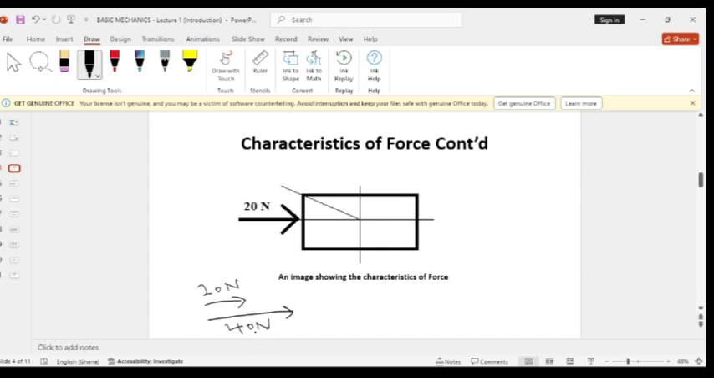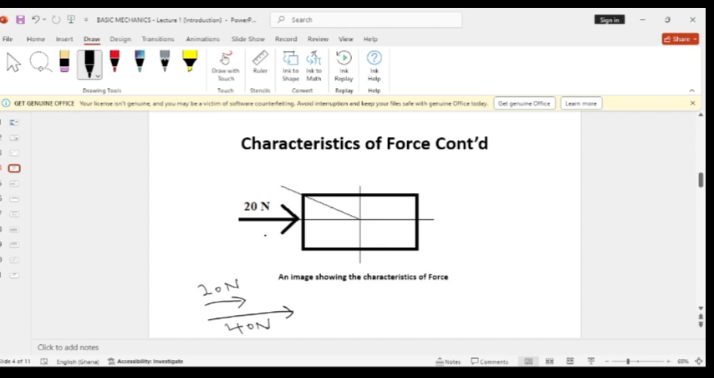When we say magnitude, we are talking about the quantity of it. In other words, you can say the quantity of that force or the effect of that force. So every force has a magnitude. The magnitude will tell you whether the force being applied is huge or small. If the quantity is too much, we say it has a high magnitude. If it is small, we say it has a low magnitude. So that is one characteristic of a force: it has magnitude.